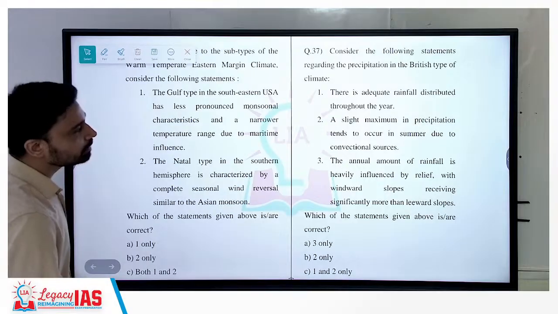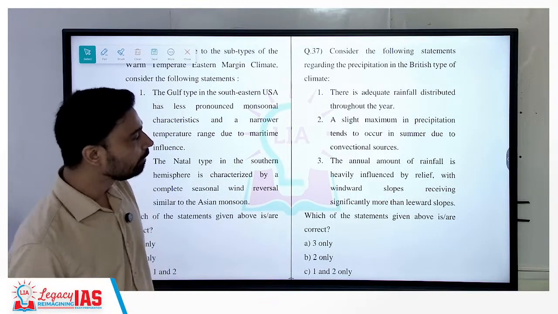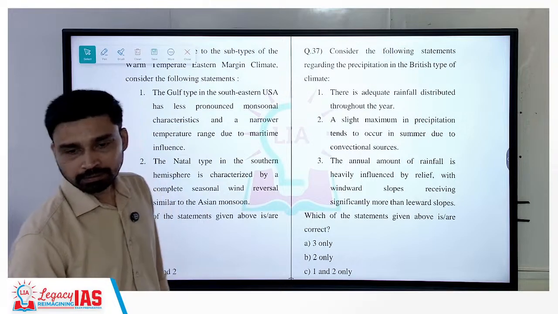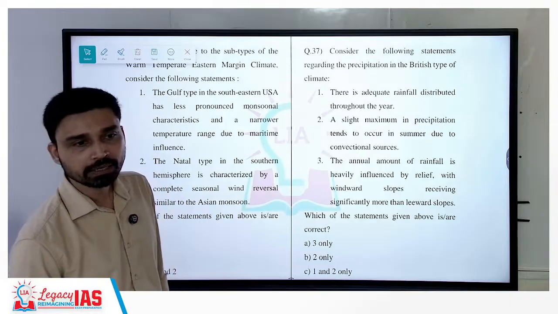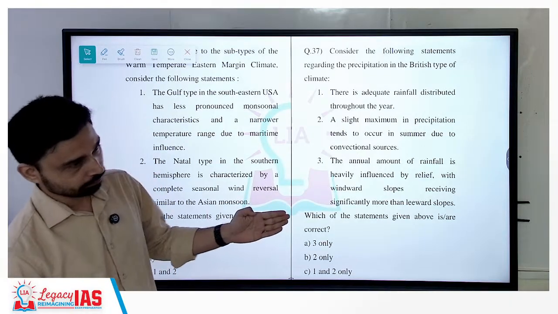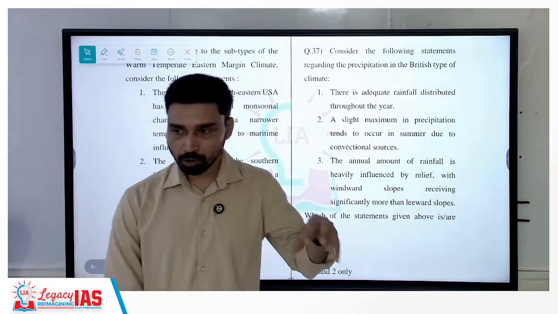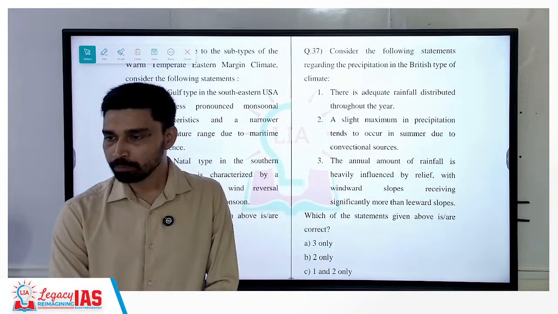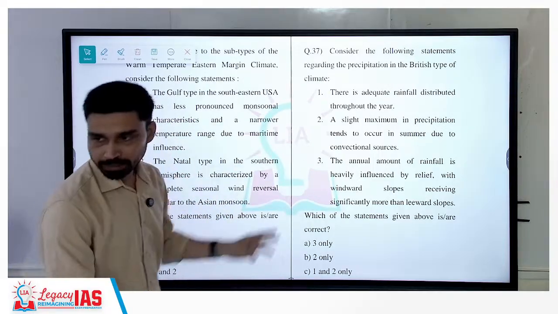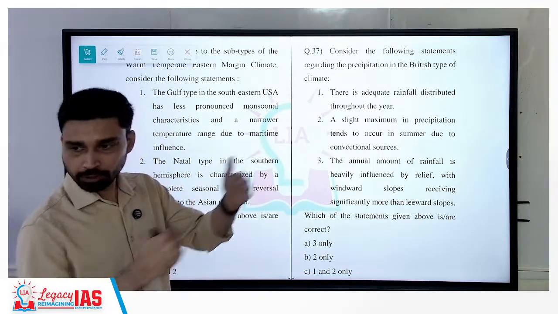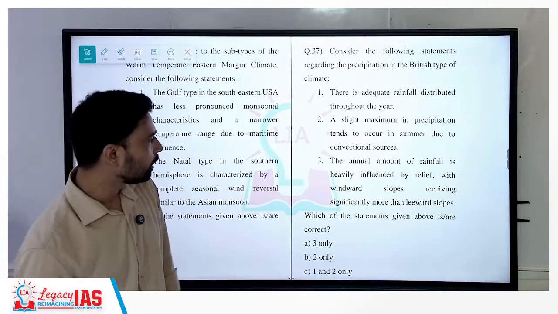Slight maximum precipitation tends to occur in summer due to convectional sources. No, that's not correct. Most of the rainfall in London, in the UK, is in the winter months due to cyclone formation, temperate cyclones. What direction are they moving? West to east. So try to think like this: throughout the year, westerlies are causing rainfall. But in winter you have development of the temperate cyclone, because that is when you have the meeting of cold air and warm air. So in winter you have maximum rainfall.